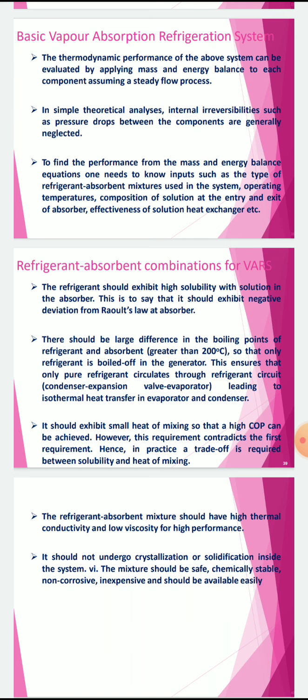There should be a large difference in boiling points of the refrigerant and absorber, so that only refrigerant is boiled off in the generator. This ensures that only pure refrigerant circulates through the refrigerant circuit, leading to isothermal heat transfer in evaporator and condenser.